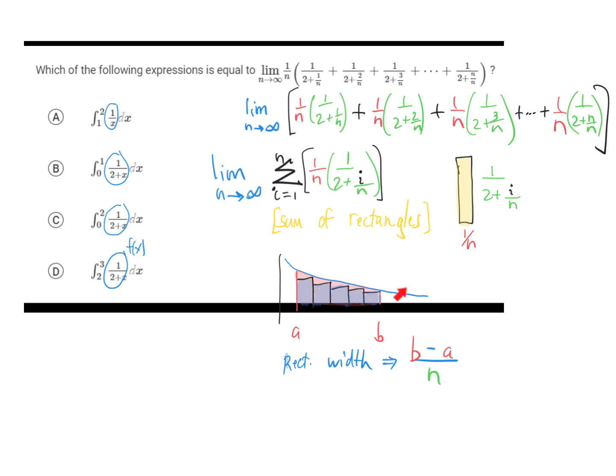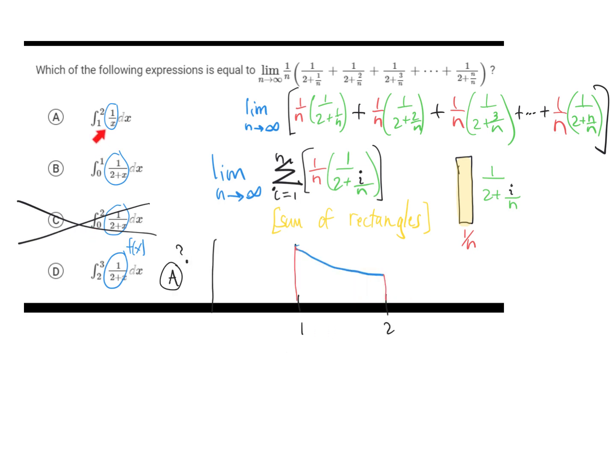Recall that the rectangle's width for a given region from A to B is going to be the distance from A to B, the length of that interval, b minus a, divided by how many rectangles there are. And therefore, in our problem, the width of the rectangle is 1 over n. So we know that b minus a has to equal 1. And that means we can rule out answer choice C, because from A to B isn't 1 unit away, the way it has to be to get a width of 1 over n. So that one's done.